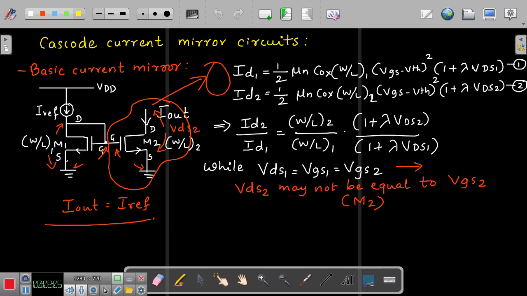So now, in order to take care of the channel length modulation, we have to go with the cascode current mirror circuit. Now let us see how exactly the cascode current mirror circuit works, with this introduction as the background.